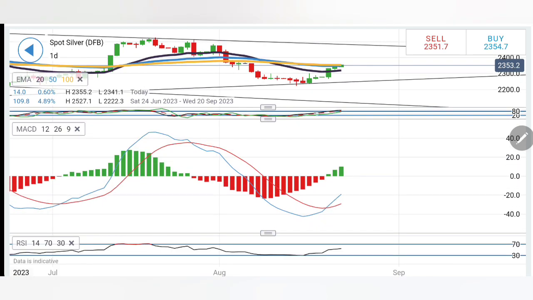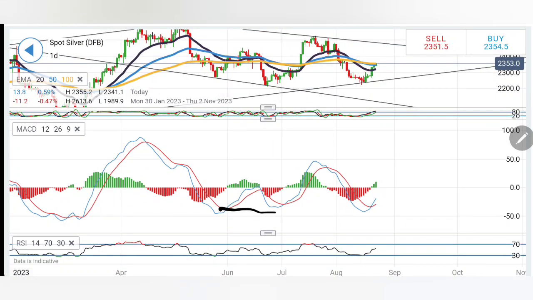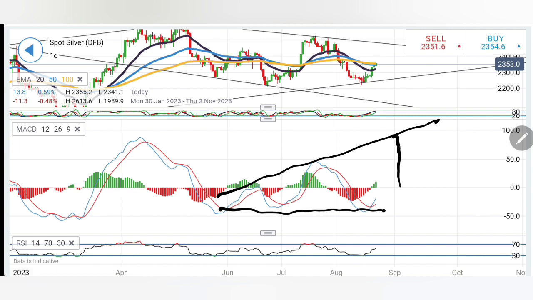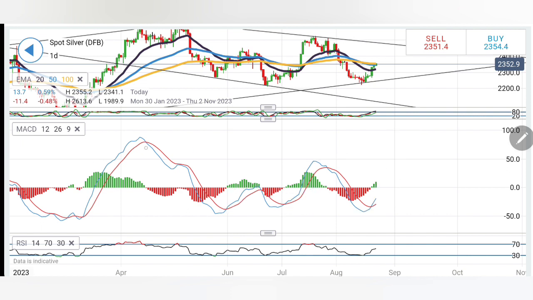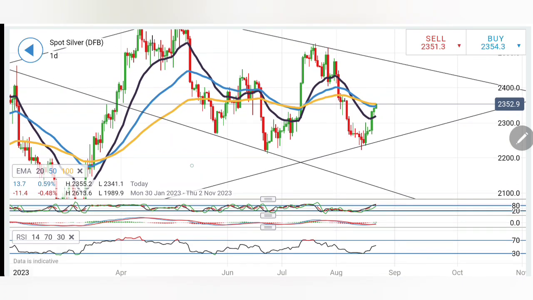Stochastic overbought. MACD has crossed over on the daily chart. This is beautiful here. This crossover is coming at the bottom here. Now from the bottom we can see silver giving higher highs always, and for the last couple of waves, and this is the beginning of the third wave. So we have to be alert on the sell side. RSI is rising here also.